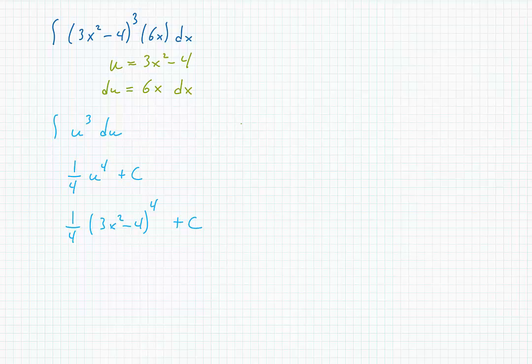Apply the chain rule to this, take the derivative, and you should end up with (3x squared minus 4) to the third times 6x. So once again, as we've been seeing all along, the best check to an anti-differentiation problem is to differentiate your answer and make sure you end up with the original integral.